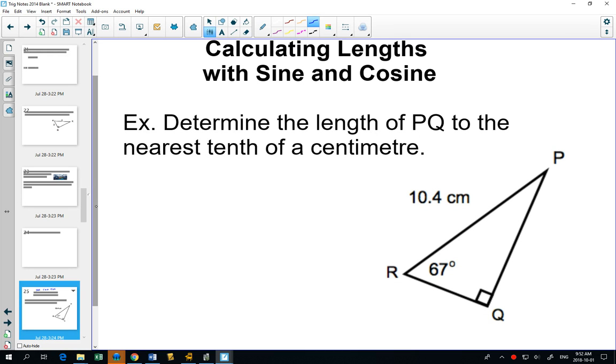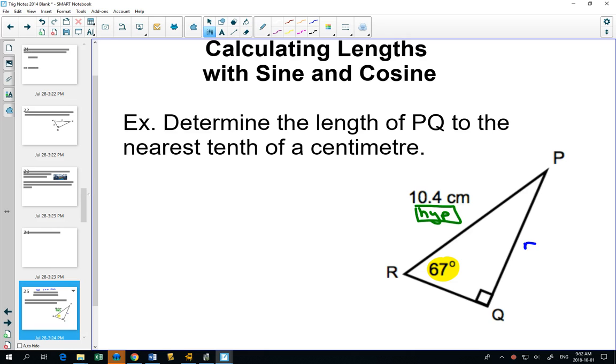So if I'm looking at PQ, that's the line segment from P to Q. It is opposite the vertex R, so I could label it with a little r. And I want to find little r. Now, based on the angle that I have, which is the 67 degrees, the first thing I might do is label the 10.4 as my hypotenuse, because whatever's opposite your 90-degree angle is always your hypotenuse.